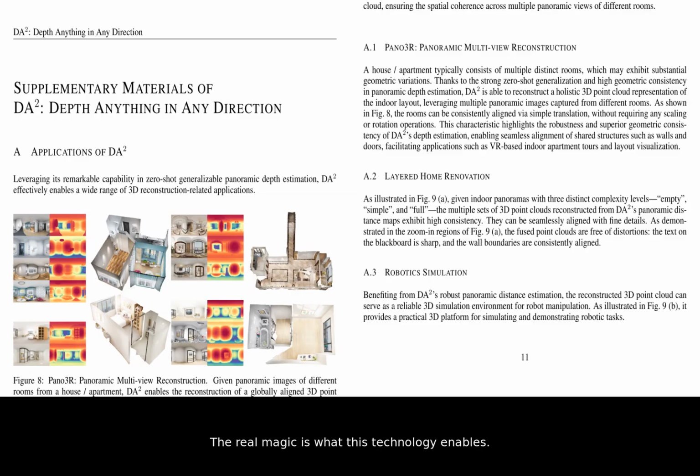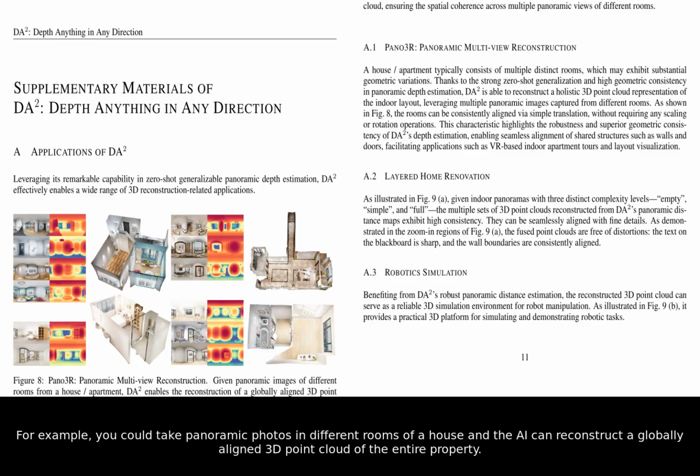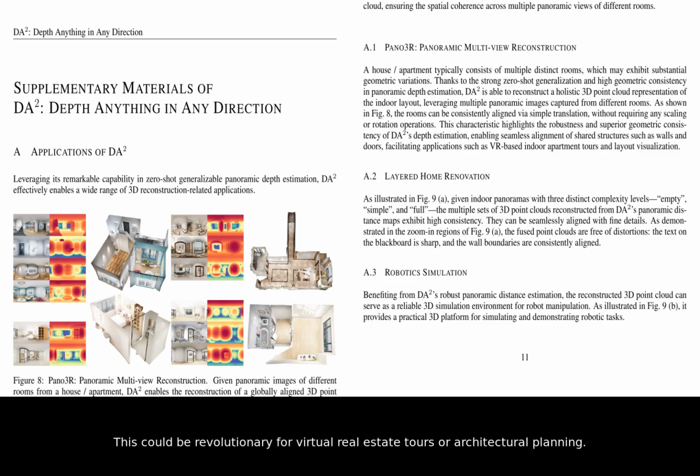The real magic is what this technology enables. For example, you could take panoramic photos in different rooms of a house, and the AI can reconstruct a globally aligned 3D point cloud of the entire property. This could be revolutionary for virtual real estate tours or architectural planning.